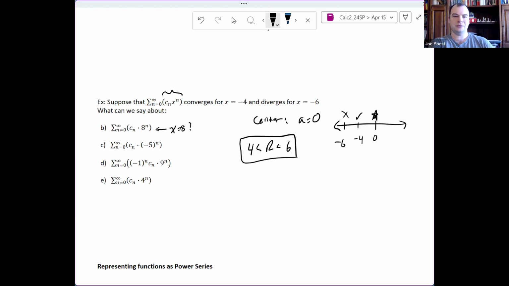So what about x equals 8? Well, 8 is over here on the right side. It's 8 units to the right of 0. If we converge there, we would have to also converge at -8 by symmetry. At -8, it could be the endpoint, but we'd have to converge all the way up to -8. But we don't converge at -6. We have to diverge here.